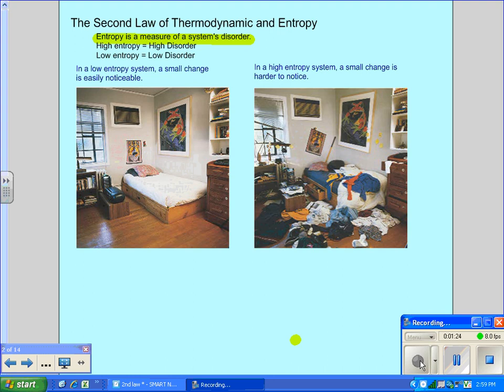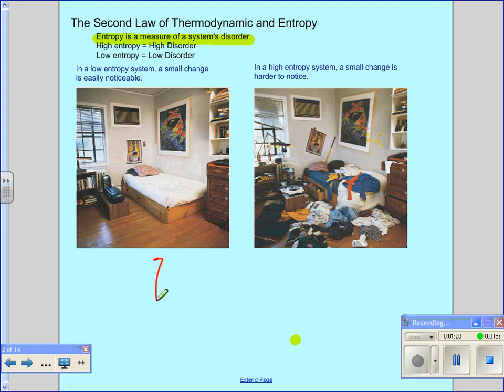A simple analogy might be a bedroom. We have a really clean bedroom here. We'd say that that's a low entropy bedroom. It's pretty ordered. Everything's in its right place. There's not a lot of messiness in this case. This bedroom, of course, maybe some of ours looks more like this. We'd say that this, in terms of physics, is a high entropy bedroom.